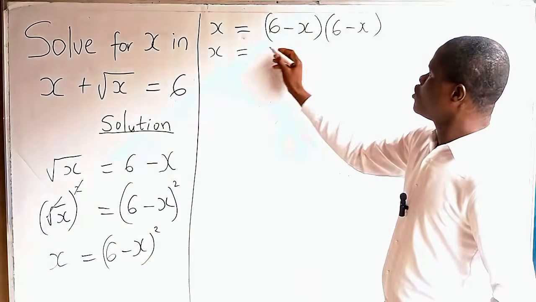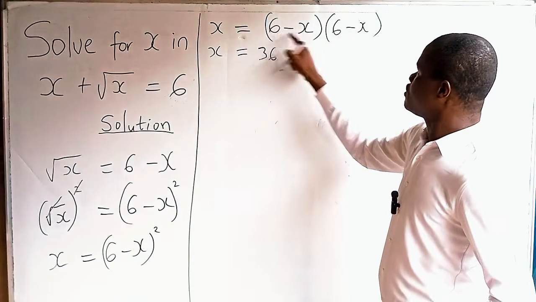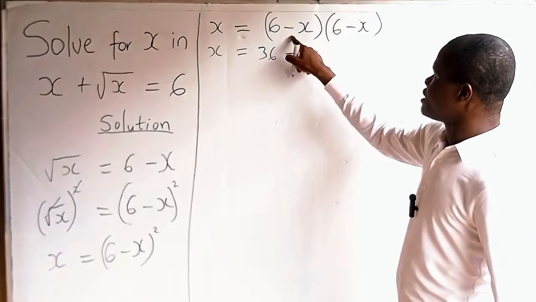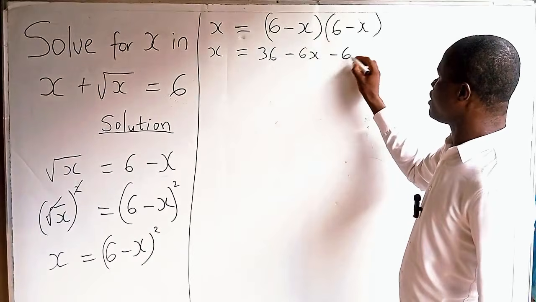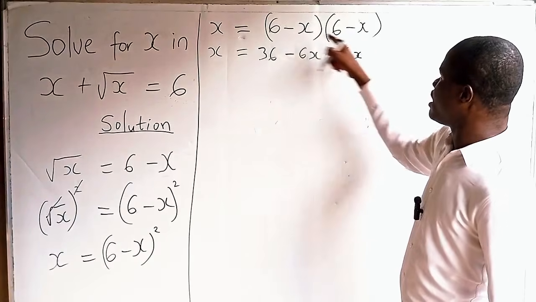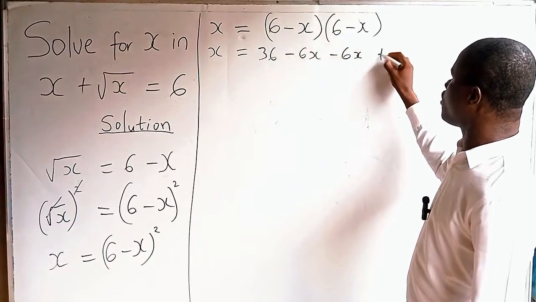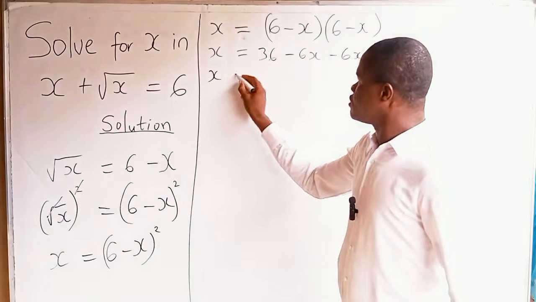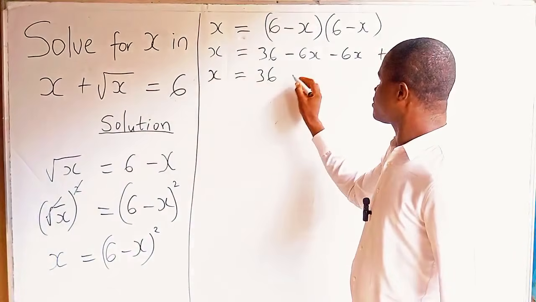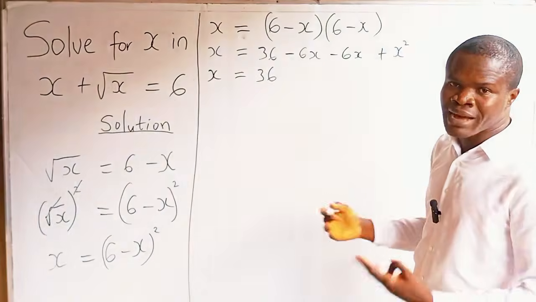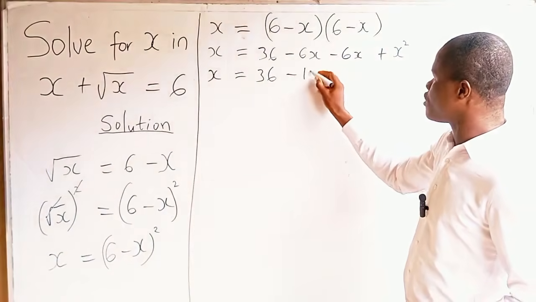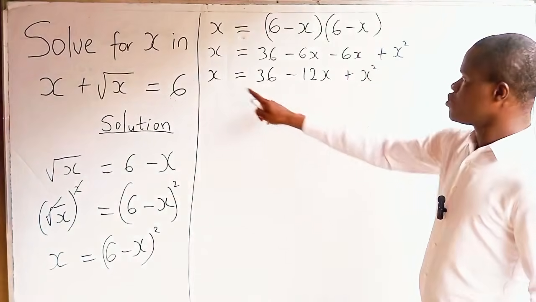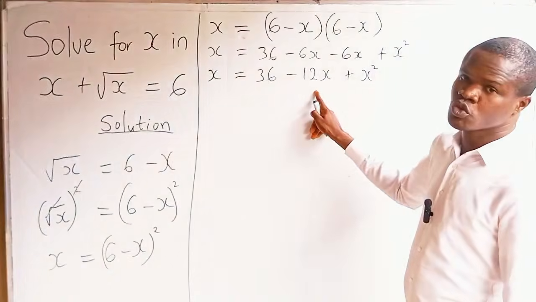6 times 6 will give us 36. 6 times minus x will give us minus 6x. Minus x times 6 will give us minus 6x. And minus x times minus x will give us plus x squared. So this becomes x is equal to 36 minus 6x minus 6x will give us minus 12x plus x squared. So that is x here, that is minus 12x here.